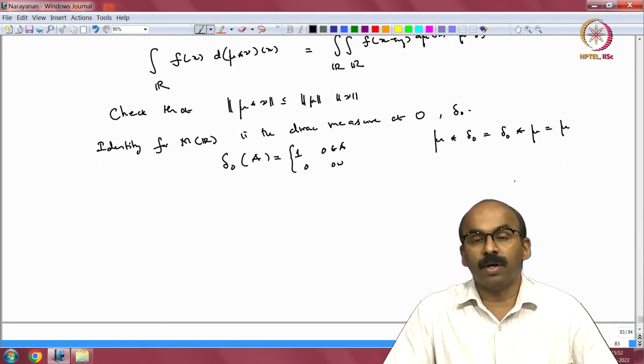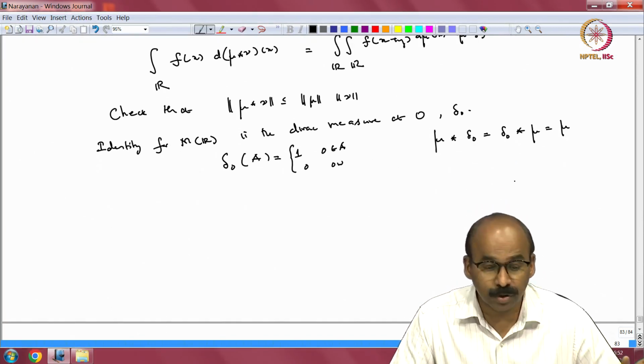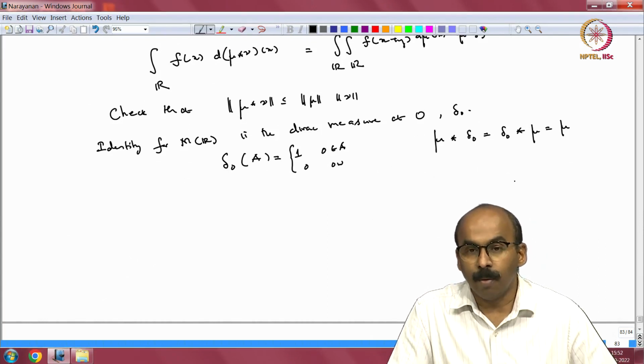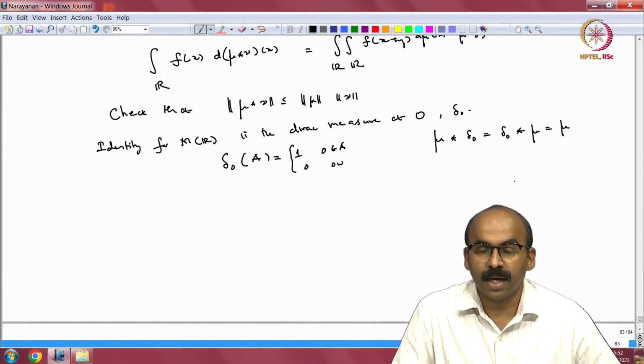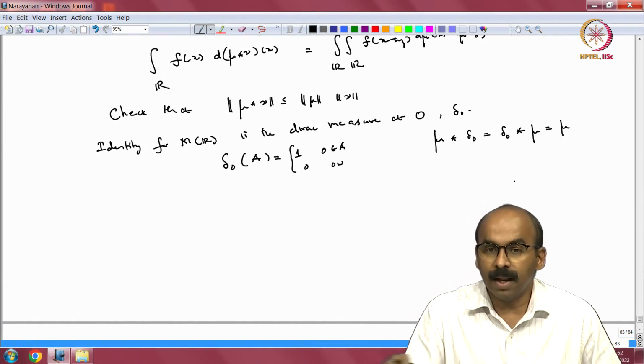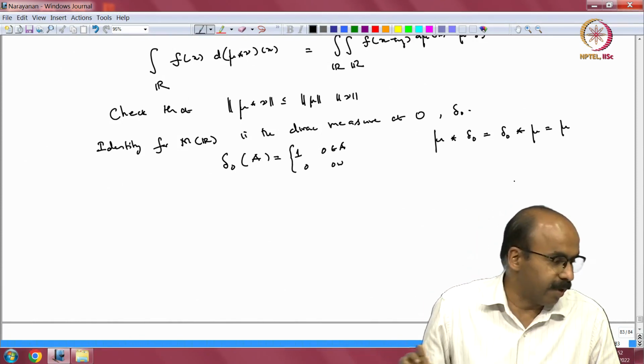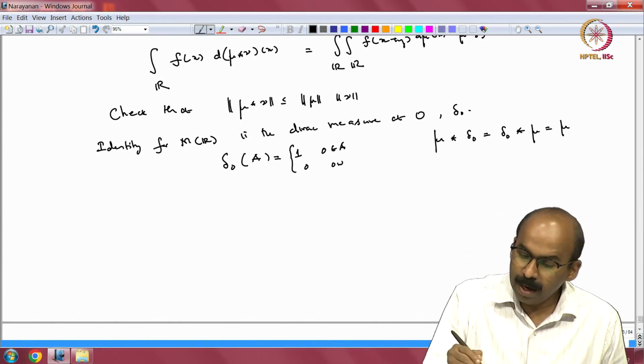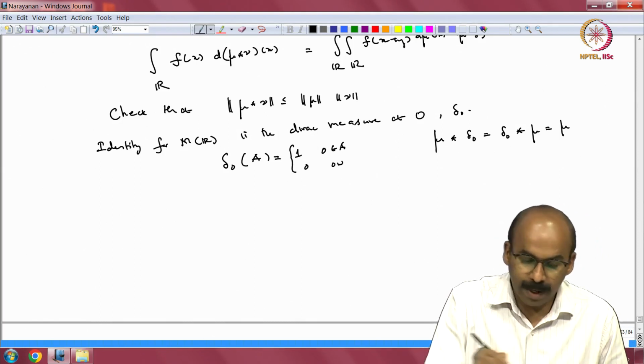Like for Z, remember L1 of Z is actually the complex Borel measures on Z, and the identity is the one which has mass at 0. That is precisely what we are doing, except that on the real line we have to be a bit more careful. Okay.